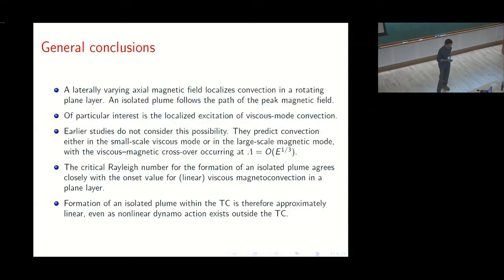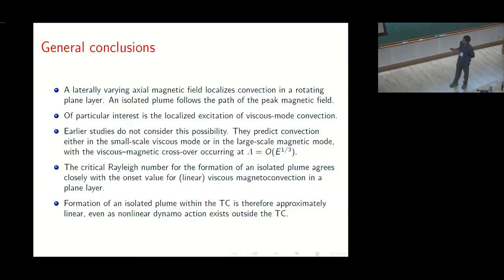Now, why is this so important, you might wonder. Before coming to that, I'll sum up what we have found. The magnetic field appears to promote convection locally in a rotating plane layer. Okay? And we need lateral variation to see this, because if the magnetic field were uniform, you would not be seeing this, because earlier studies considered only convection either in the small scale viscous mode or in the large scale magnetic mode. So they did not have any hybrid behavior. Whereas in this particular case, we are actually having magnetically localized convection of the viscous length scale.